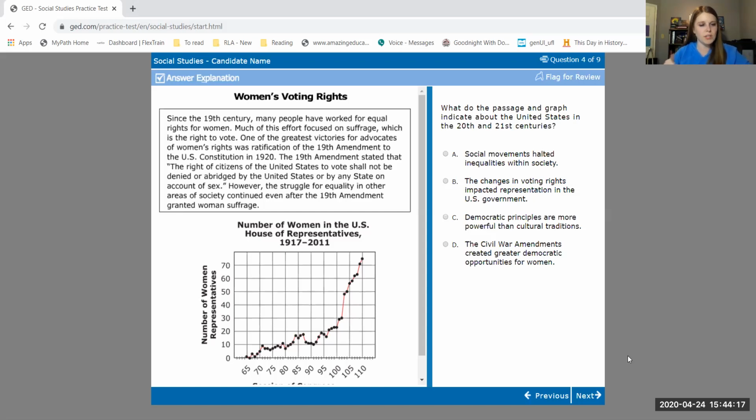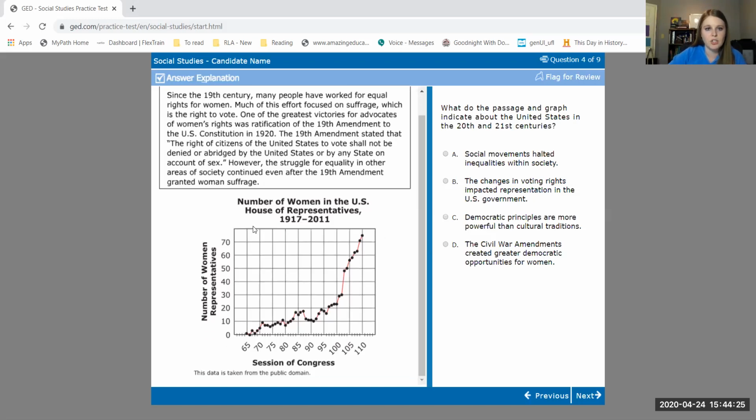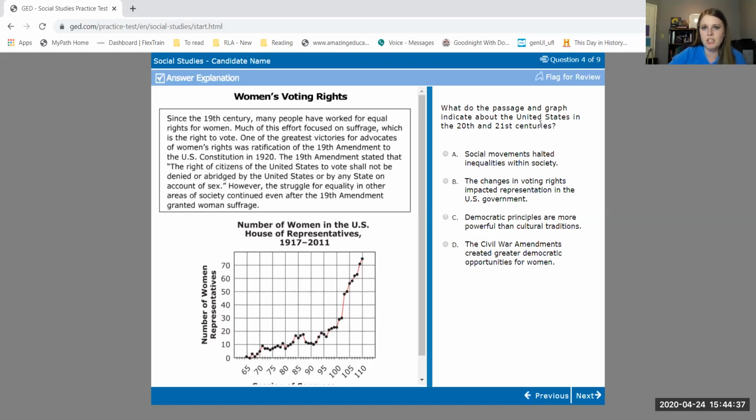Women's voting rights. Always read the title first. Okay, so we have a paragraph here, and then we have a chart. And I noticed the chart says number of women in the U.S. House of Representatives, 1917 to 2011. And I look at the line, and the first thing I notice is it's going up. Cool. Let's look at the question to see what information we need to know. What do the passage and graph indicate about the United States in the 20th and 21st centuries? 21st century, that's now, so 20th was the one before, so that's the 1900s. Okay, got a time frame ready.